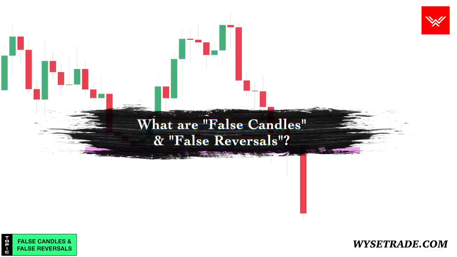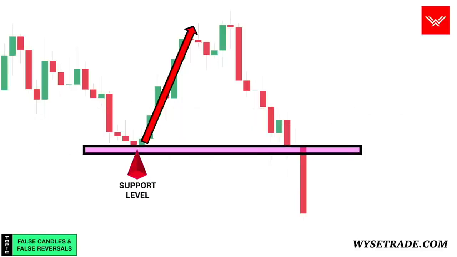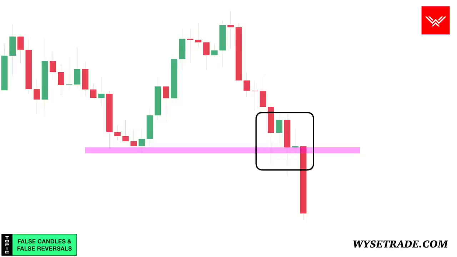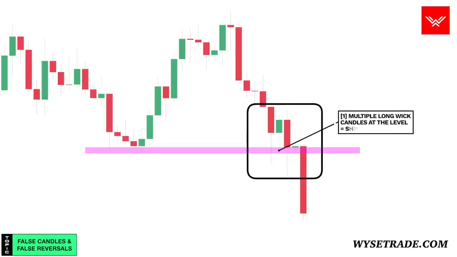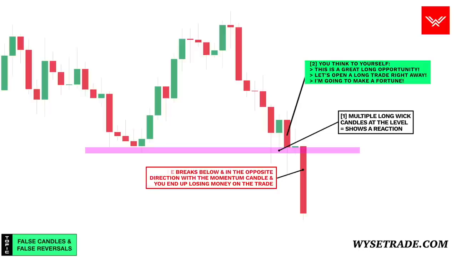So what are false candles and false reversals? Let's break it down. You had your key level of support because of this reversal point. Once price reached the level, you had multiple very long wick candles form at the key support level, and you thought to yourself, this is a great long trade opportunity. I'm going to open a long trade right away and make a fortune. Then what happens? Price breaks through with momentum and you lose your money.